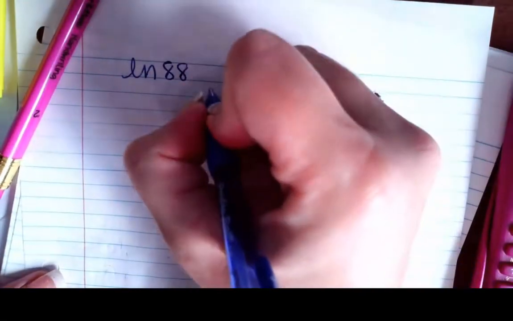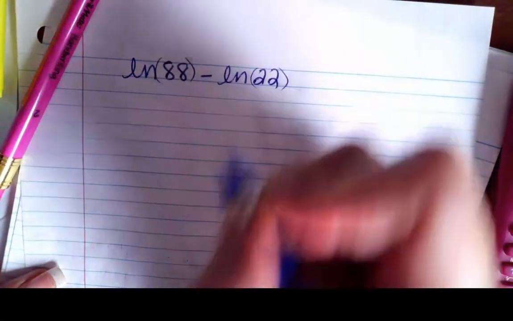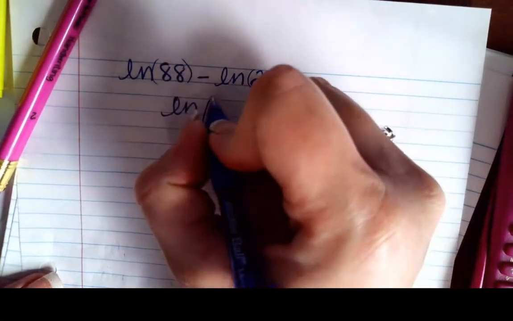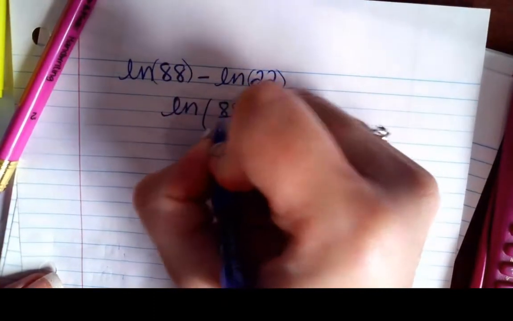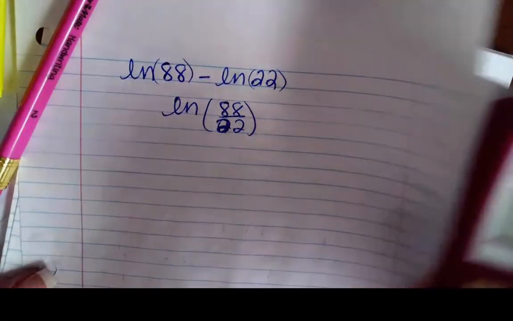So find the value. We have the natural log of 88 minus the natural log of 22. And again, I can put those in parentheses. And if it's subtraction on the outside, it's division on the inside.